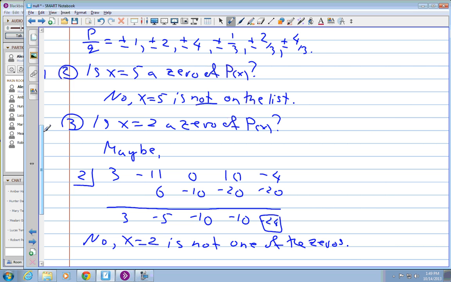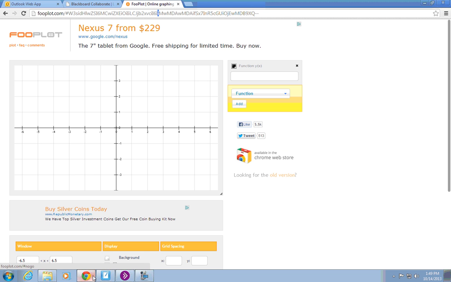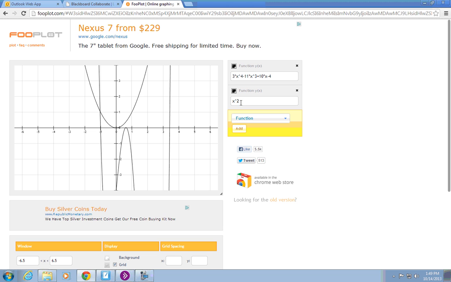So in this case, we can actually do something like this. We can grab this function. We can use whatever graphing device, computer or graphing calculator, to graph this thing, which is 3x to the power 4, minus 11x cubed, plus 10 times x, minus 4.